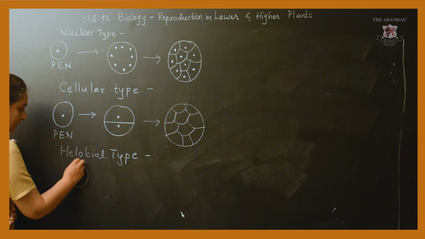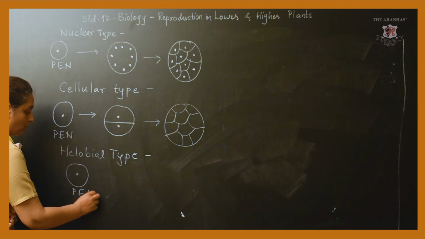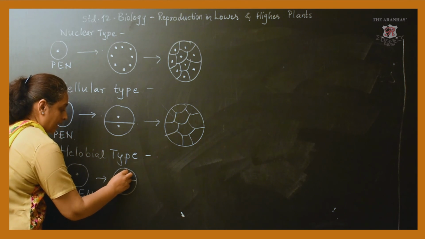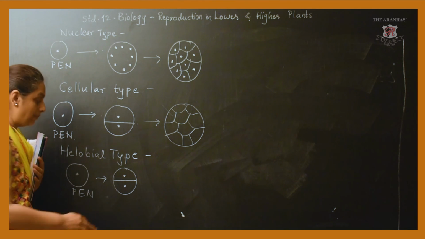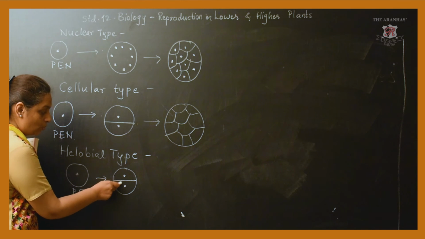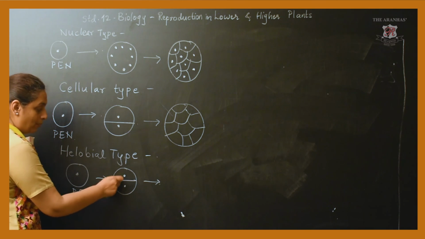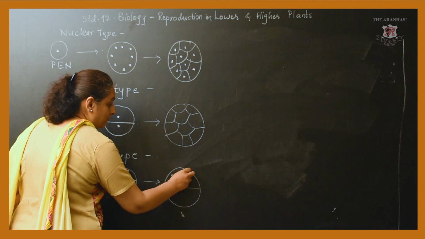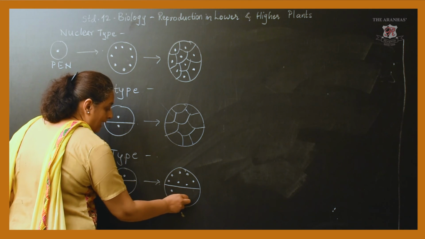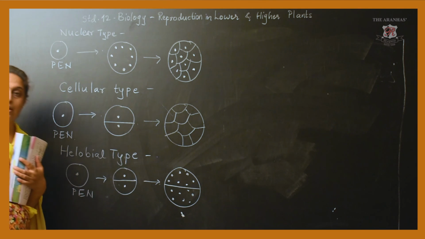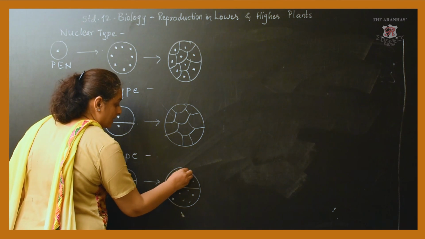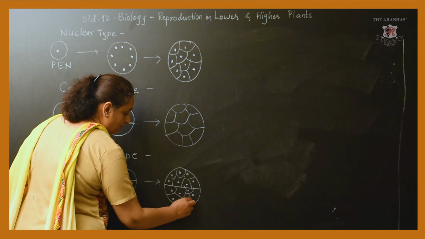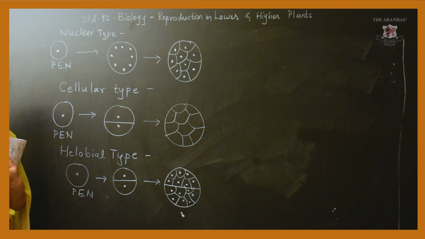In the helobial type, we start with the primary endosperm nucleus. Now this primary endosperm nucleus divides into two nuclei. Two nuclei separated by a wall. So you can see here two cells are formed. Now in both the cells you see free nuclear divisions, like the first type, that is, many nuclei will be formed by mitosis, and then every nucleus gets a wall. So this is how a helobial endosperm is formed.